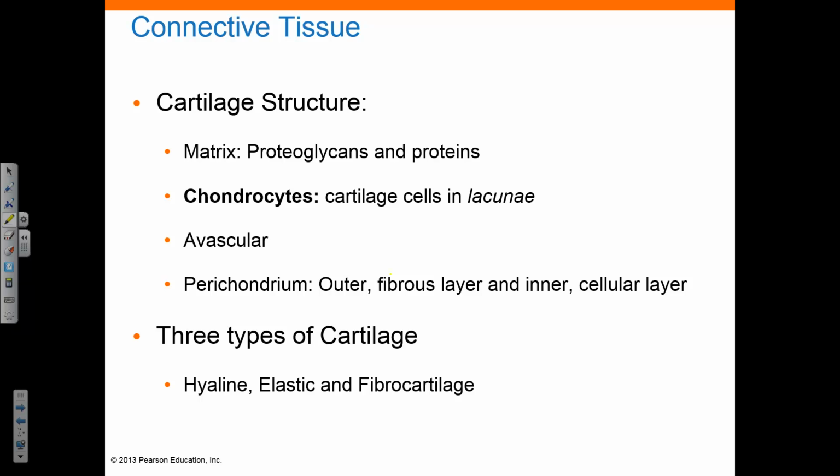The structure of cartilage is formed by a matrix consisting of proteoglycans and proteins housing what are called chondrocytes, or cartilage cells, within lacunae. Cartilage is avascular, so chondrocytes rely on diffusion of nutrients and waste for their survival. The perichondrium refers to the outer layer of cartilage and is composed itself of an outer fibrous layer and an inner cellular layer. There are three types of cartilage. They are the hyaline, the elastic, and the fibrocartilage.